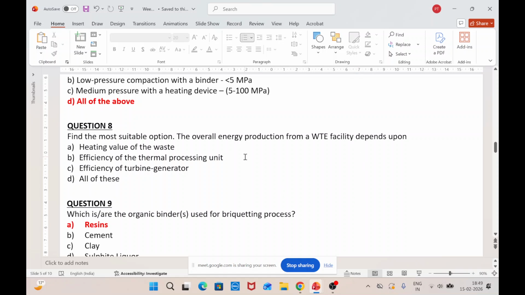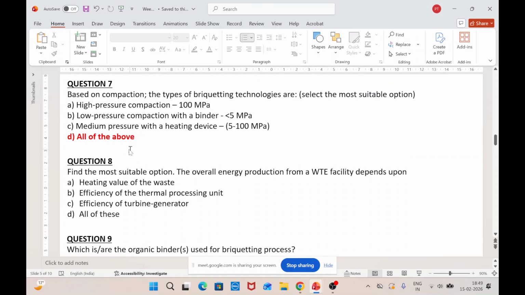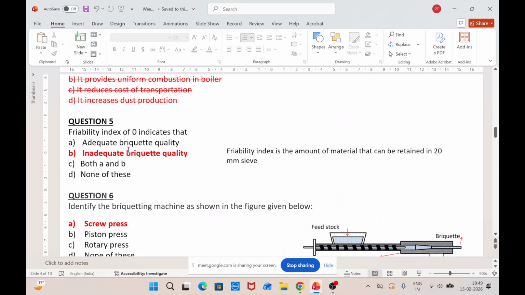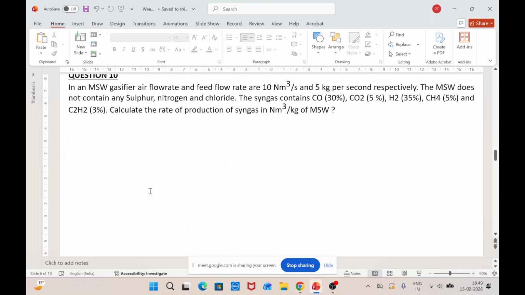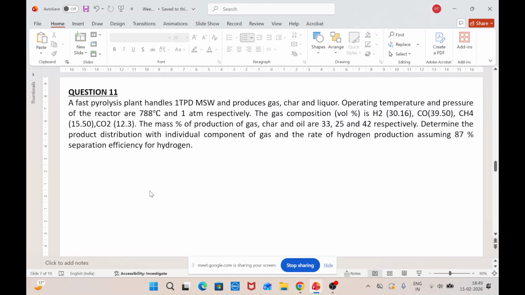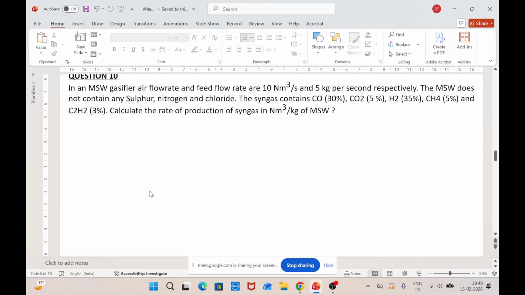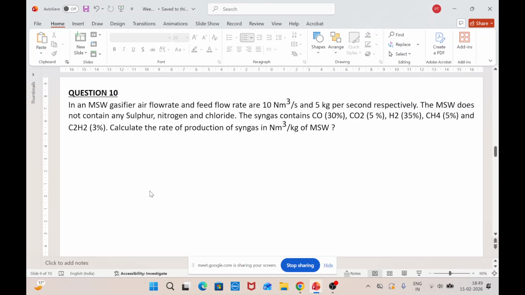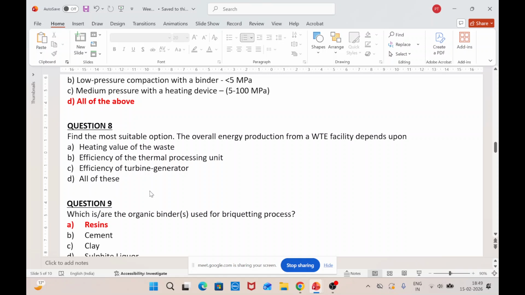If you have any questions related to this, please let me know, or we can go to the numerical problems. We have 20 minutes left, so I think we can do two problems. Any questions so far related to the MCQs we have discussed?